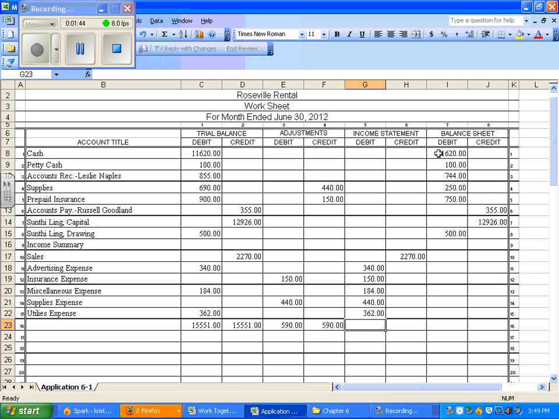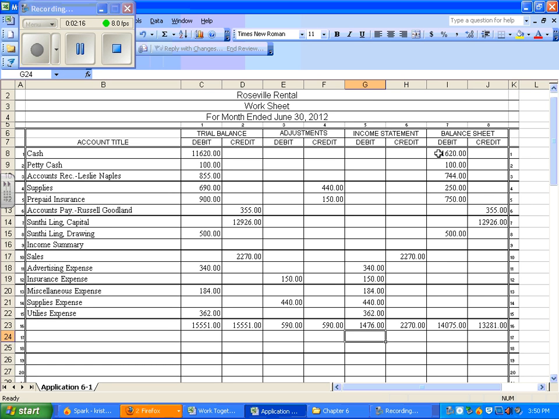Notice on my worksheet, the income statement columns, you have one credit and all the rest are debits. Make sure you glance back and note it and see that all of your entries there, you have one credit and the rest are debits. So now we're going to total up all these columns. Your income statement debit column is going to be $1476. Income statement credit column is $2270. Balance sheet debit column is $1475. And balance sheet credit column is $13,281.